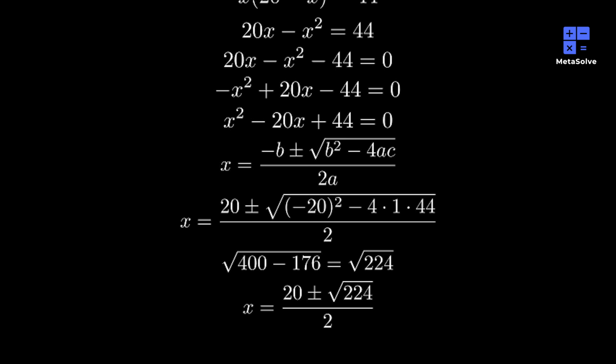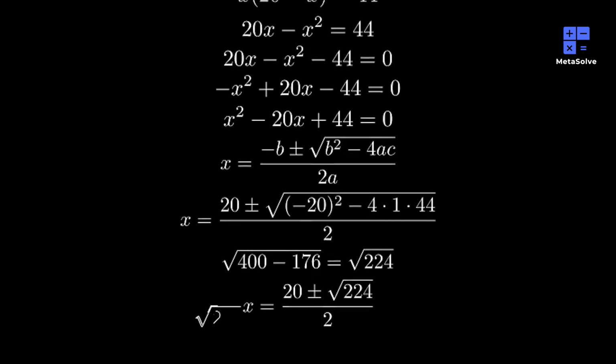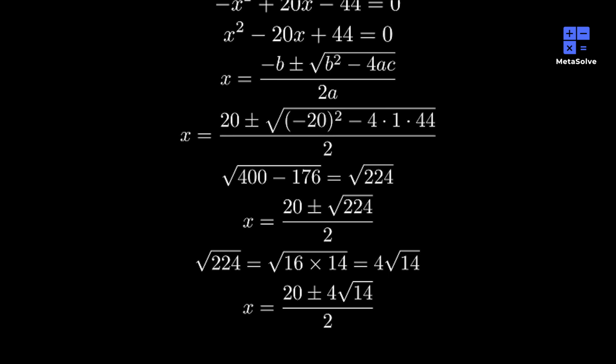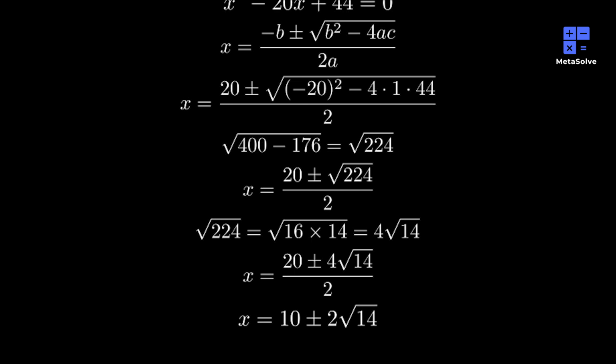So our solutions become x equals 20 plus or minus the square root of 224, all over 2. The square root of 224 can be simplified. 224 is 16 times 14, so the square root of 16 is 4. That gives us 4 root 14. Let's simplify by dividing both numbers by 2. That gives x equals 10 plus or minus 2 root 14.